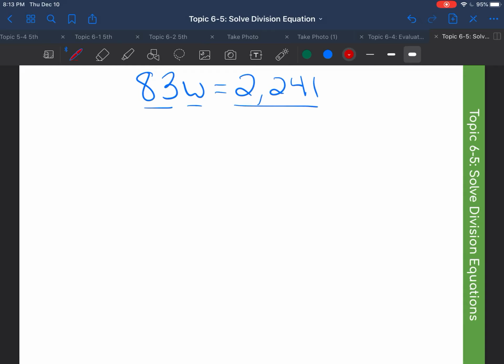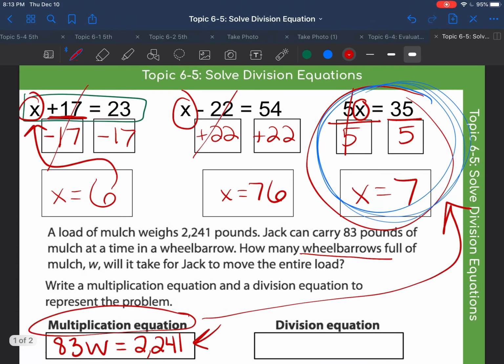To get our division equation, we'll have to solve for W, how many total wheelbarrows full. So we locate the variable. What's happening? We are multiplying by 83. You divide by 83 on one side. It cancels. You divide by 83 on the other side. So our division equation is W equals 2,241 divided by 83. And we can write it like this as well. W equals 2,241 divided by 83. So this is showing multiplication, and this is the same exact equation showing division.